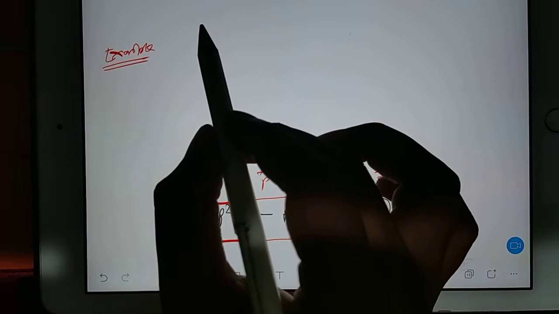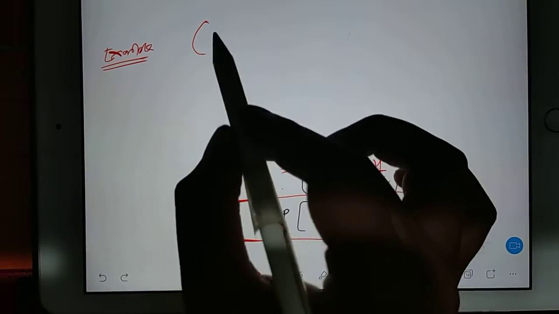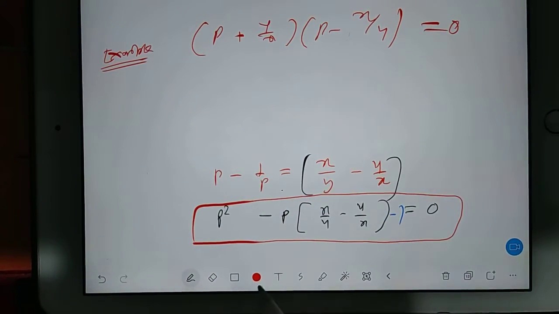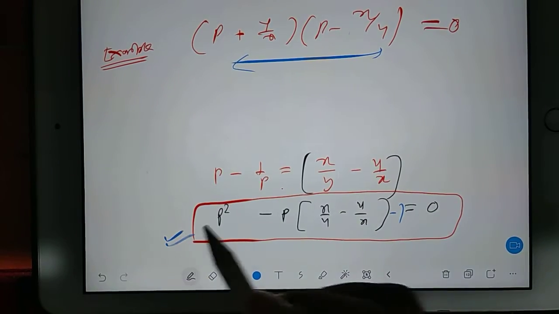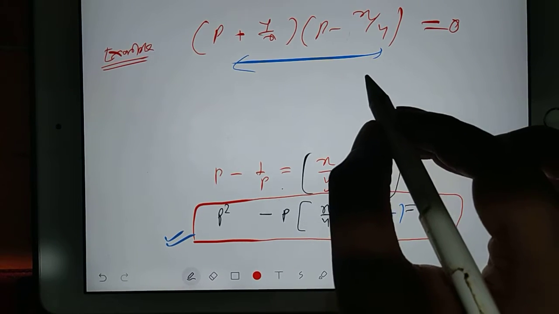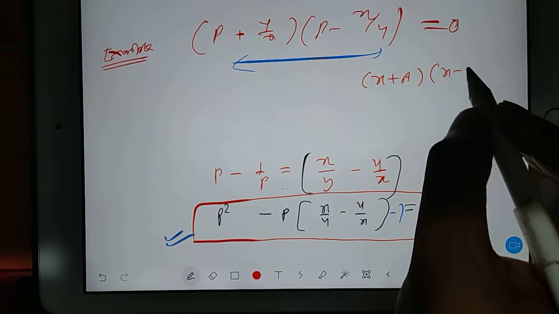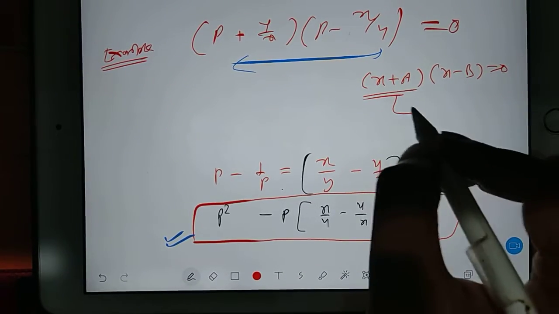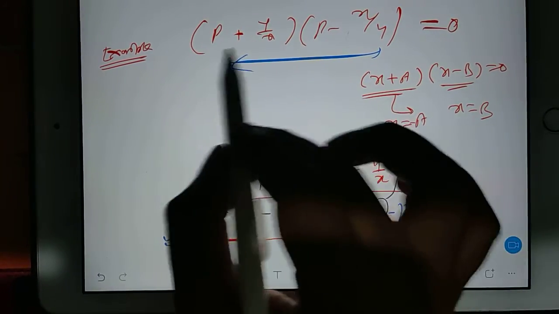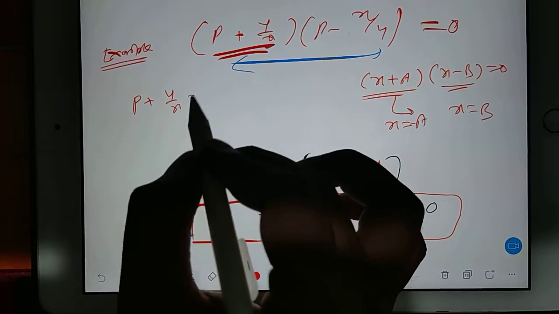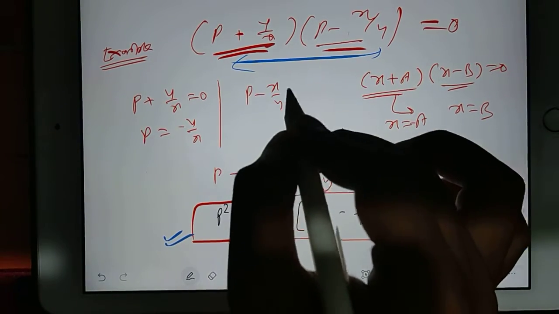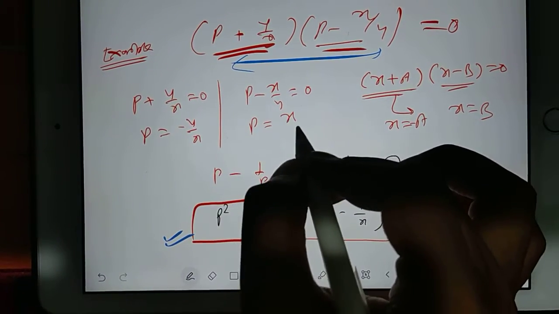You see here, you just simply break them as p plus y by x, p minus x by y is equal to 0. If you multiply them, you will be getting the same answer. Now you may know these kind of solutions. How do we do it? Suppose you have x plus a and x minus b is equal to 0. One time you put this bracket equal to 0, so x will be minus a, and then you put this equal to 0, so x will be b. In the same way, this bracket p plus y by x equal to 0, so your p will be equal to minus y by x. In the same way, this bracket p minus x by y equal to 0, so p is equal to x by y.